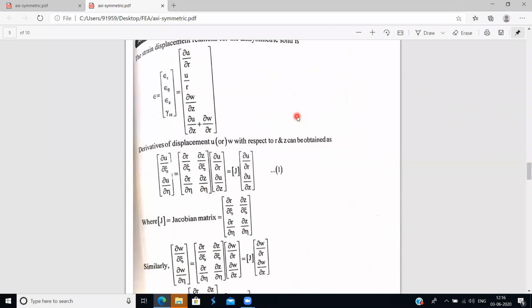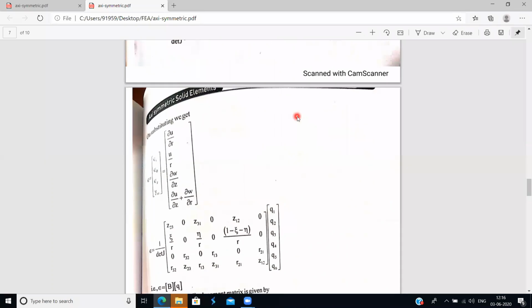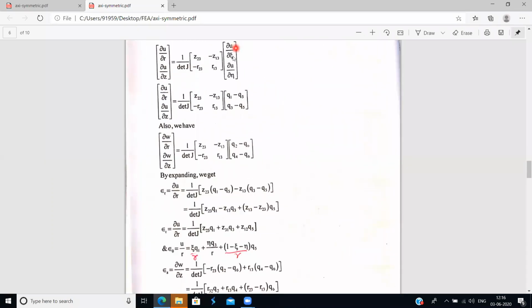Here we are having differentiation of U with respect to zeta, U with respect to neta. Then we will get Q1 minus Q5, Q3 minus Q5. In the same manner, we have taken equation 2, same thing.